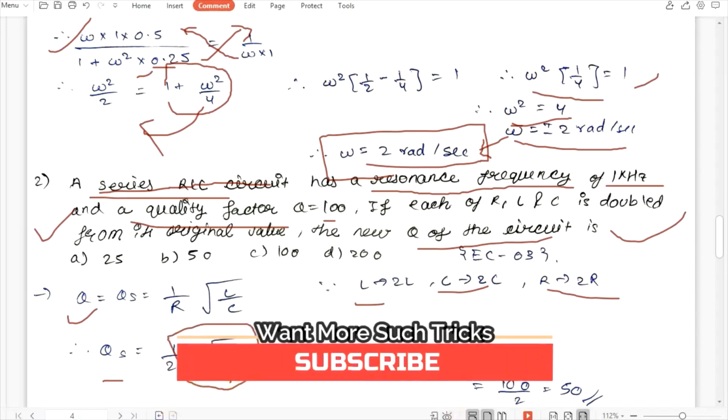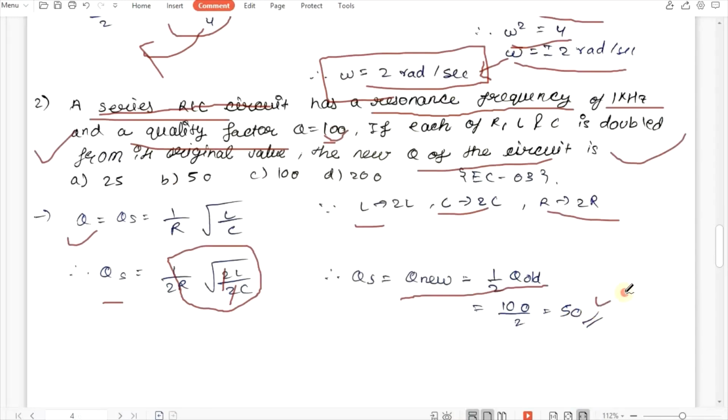Okay, so this is what I have written. Q old was 100, so it will be 100 by 2, basically 50. So this 50 is our correct answer. Okay, so this is the way by which you have to solve this type of question.